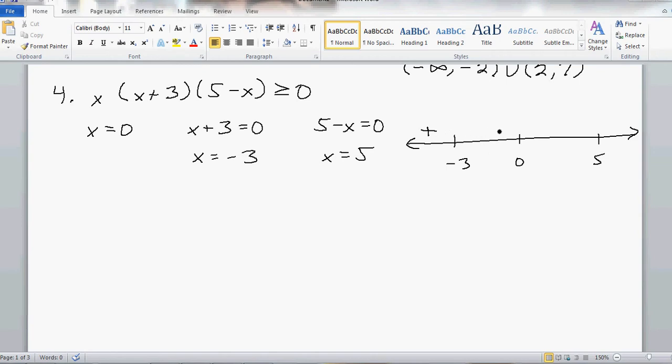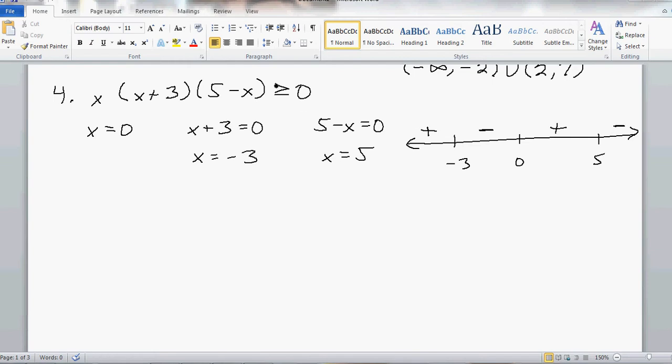Pick a value here, negative 1. Negative, positive, positive. Negative times positive is negative. I'm going to pick maybe the value of 1 right here. Positive, positive, positive. Positive times positive is positive. And a number out here, say 6, positive, positive, and negative. Positive times negative is negative.